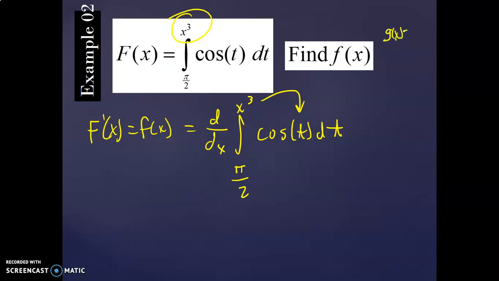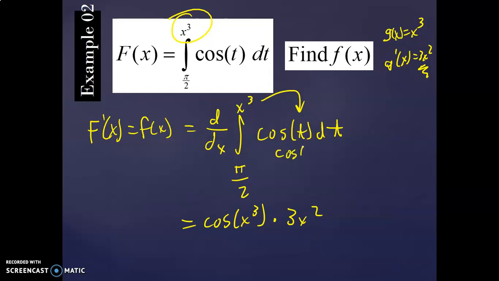So if my g of x is x cubed, g prime is 3x squared. So I need to multiply by 3x squared at the end. So cosine of x cubed times the derivative of x cubed, which is 3x squared. Now, if there's more than one t in this equation, so if it had been something like cosine of t plus sine of t, you plug in x cubed into both places, but then you would just multiply the whole thing by 3x squared. You don't multiply by it twice or something like that.